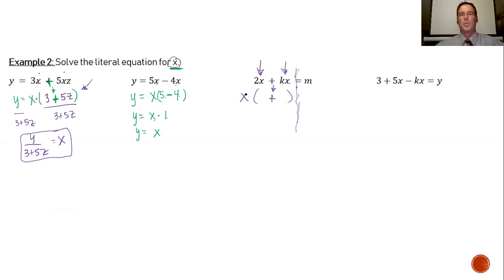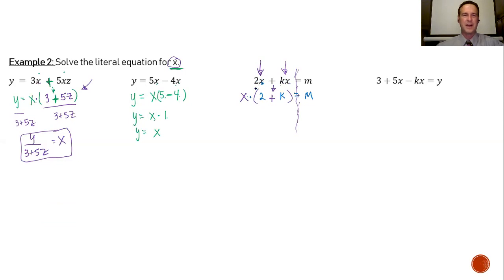Okay, so pull up the x on the outside, and then ask yourself, if I take this x away from the first term, that goes away, what do I have left? A 2. Similarly, if I have an x and a k here, and I pull out the x, what's left over? K. And that's equal to m. Remember, there's a symbol here. There's really a times sign there.